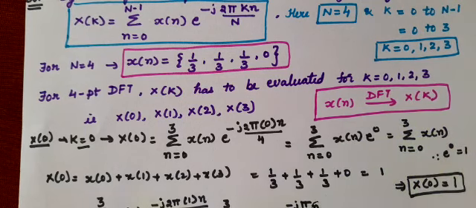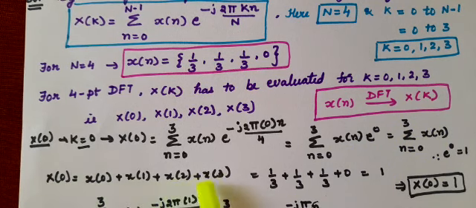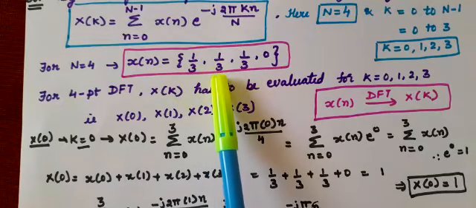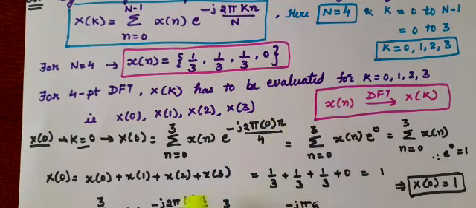Expanding the summation, we get capital X of 0 is equal to x of 0 plus x of 1 plus x of 2 plus x of 3. What are the values? x of 0 is 1 by 3, x of 1 is 1 by 3, x of 2 is 1 by 3, x of 3 is 0. So we have 1 by 3 plus 1 by 3 plus 1 by 3 plus 0 is equal to 1. So capital X of 0 comes out to be 1.